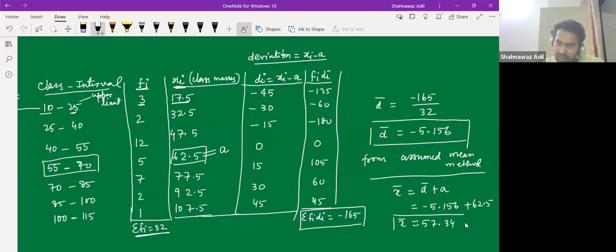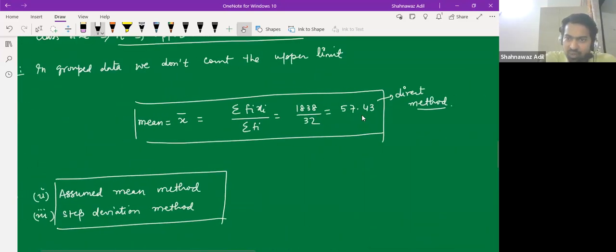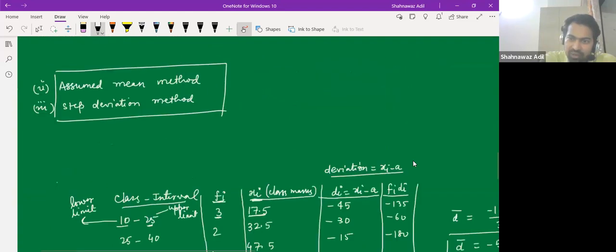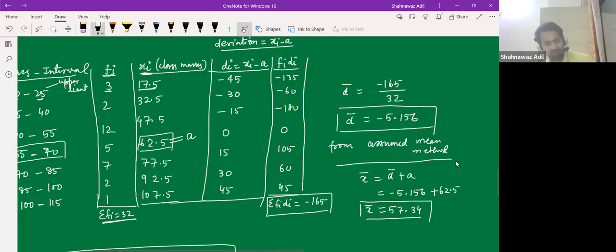So what did you guys get from the direct method? 57.43, nearly equal, right? So you get the same result from the direct method and from the assumed method. Understood, everyone? You can choose any method, but you will get the same result. Is this part clear?